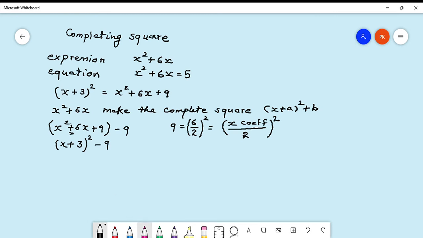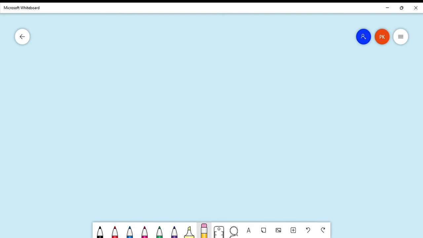So keep this in mind. To make a complete square, I will take the x coefficient, divide it by 2 and square it. So whatever number I get, I will add it to the expression and subtract it from the expression. So let us see some problems on this. So let us come to the first problem here.